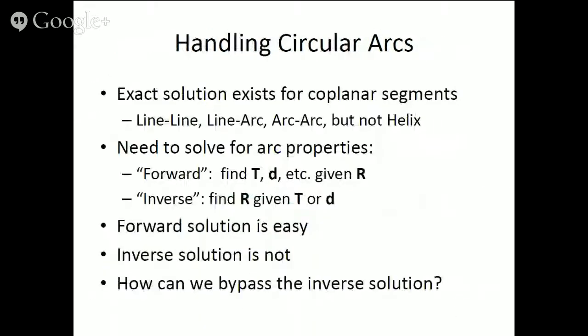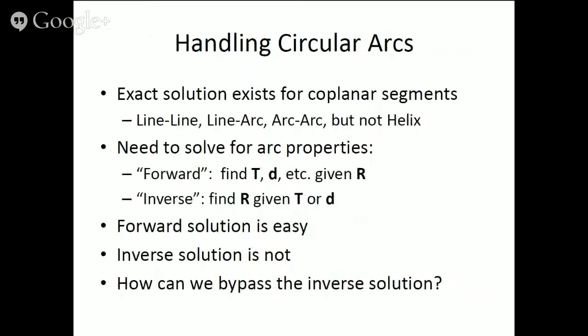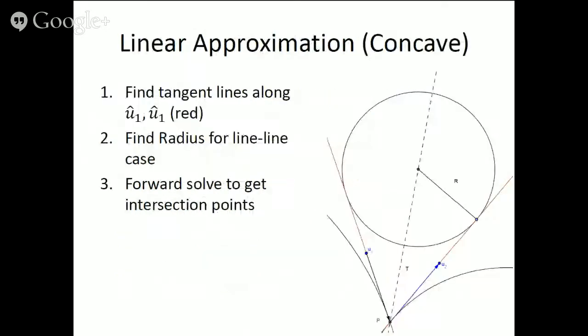If you, however, want to do the inverse solution, where you specify a distance from P, if you specify T in this diagram, then it's very hard to go backwards and get an R. So what we really have to do is just bypass that inverse solution, and then it's no problem. And this is the kind of secret that made arc blending possible.